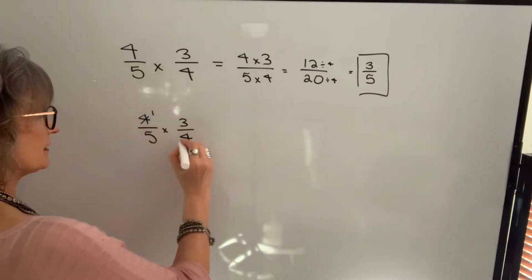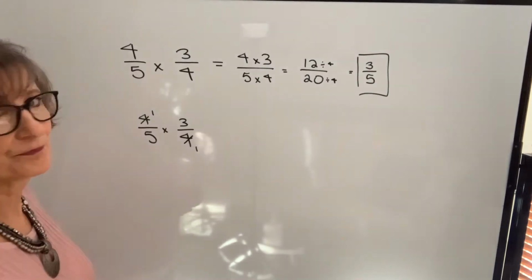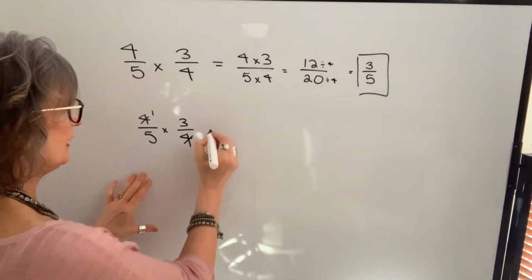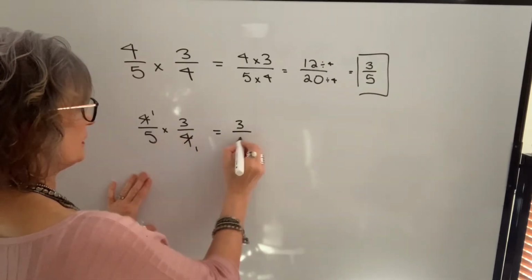We can do that as long as we do the same thing in the denominator. 4 divided by 4 is 1. Now we can multiply. 1 times 3 is 3. 5 times 1 is 5.